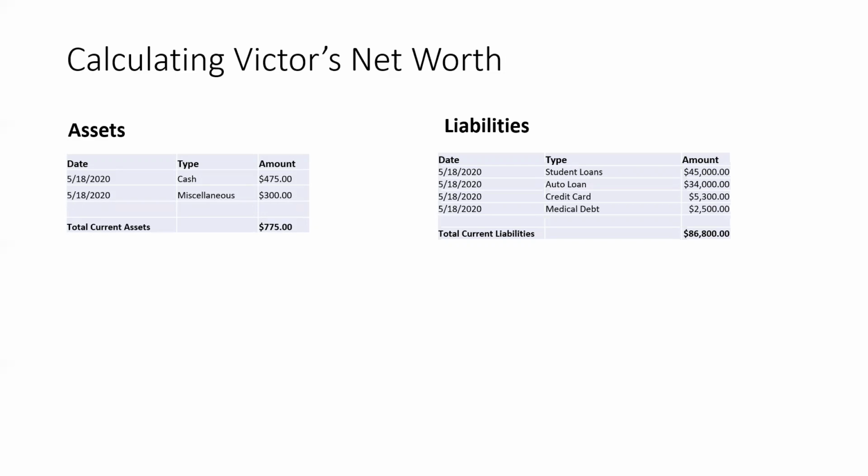That brings his total current liabilities to $86,800. And of course, I didn't mention his total current assets are $775. So it's really simple to calculate somebody's net worth. Their total assets minus their total liabilities equals their net worth. So in Victor's case, he's going to have a negative net worth of $86,025.